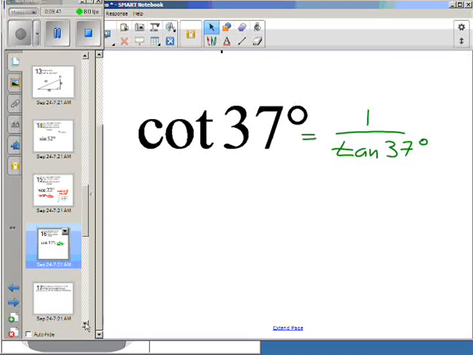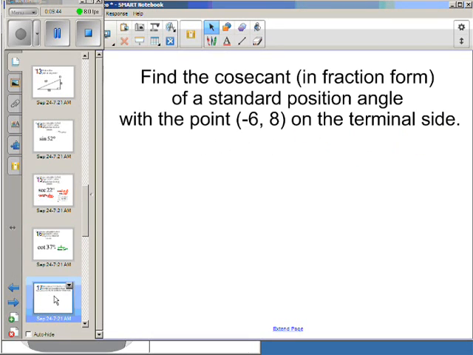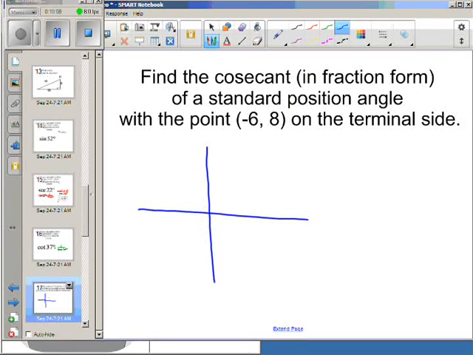All right, so now we're going to try a different type of problem. We can calculate our 6 trig functions. We should know what they are. Now we're going to try and come up with them where we don't actually have a triangle, but I can get a triangle. So I want to find the cosecant in fraction form of a standard position angle with the point -6, 8 on the terminal side. So I want to draw a standard position angle that goes through negative 6, 8. Okay, so here's my point. My angle goes through there.